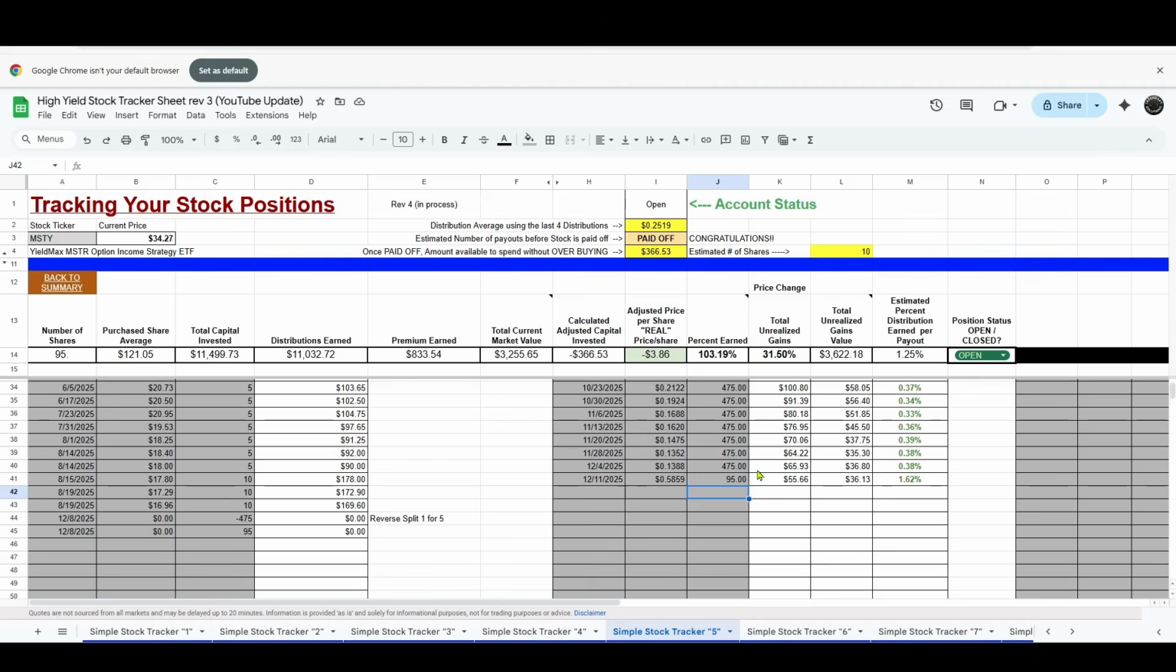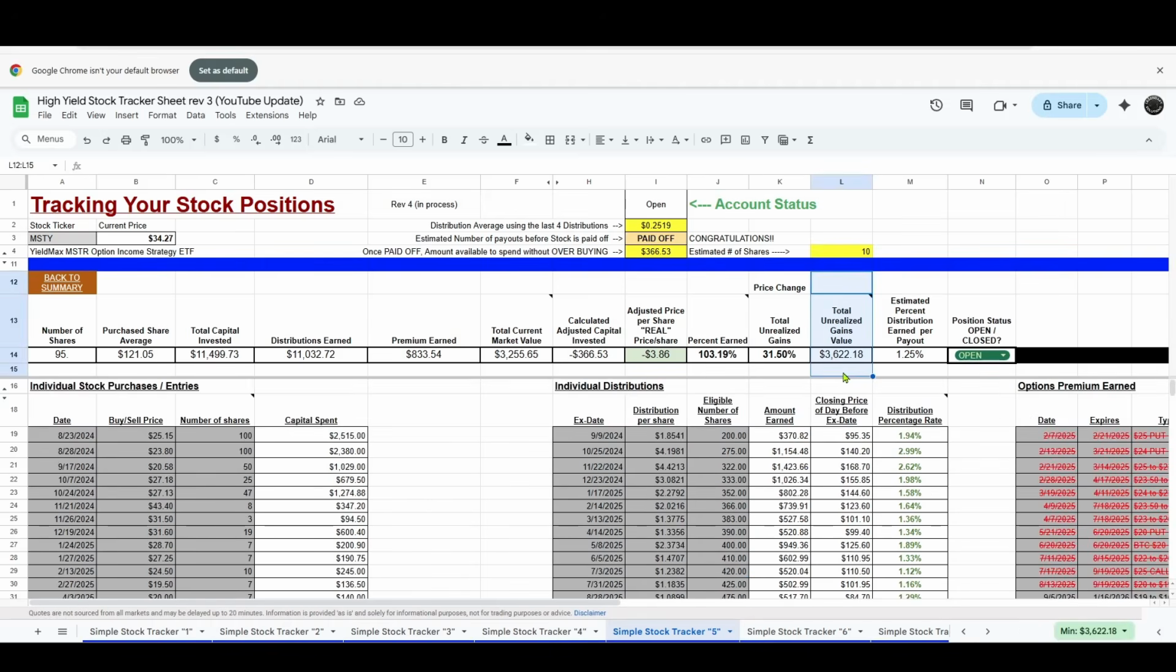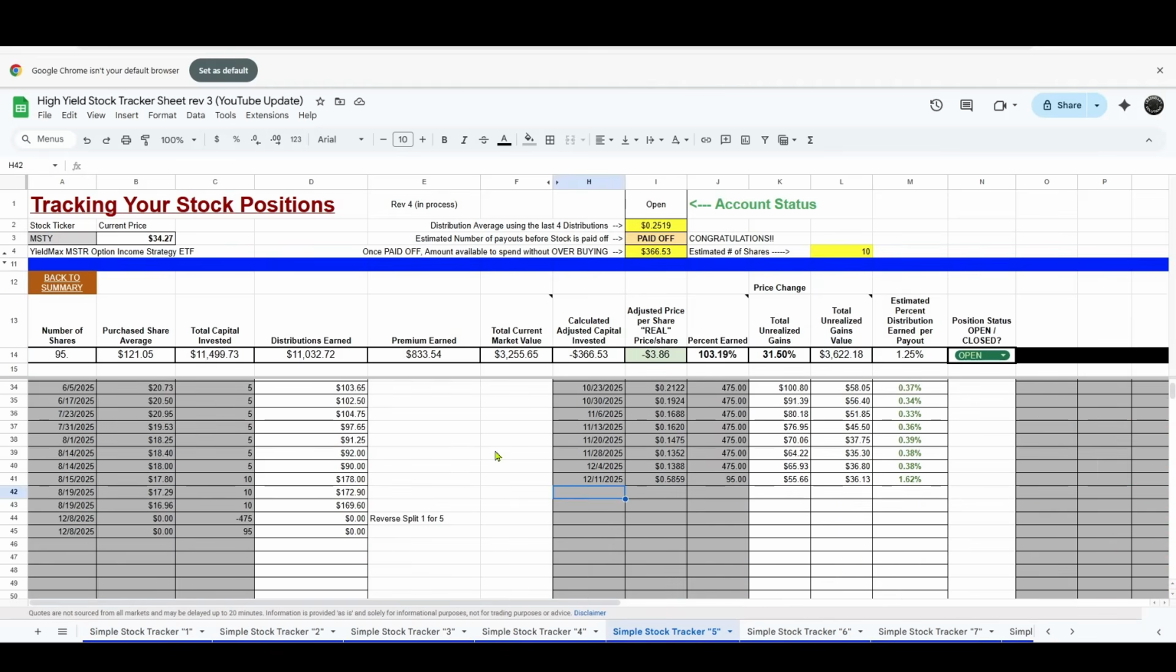And if I were to sell all my shares at that current price, I will gain $3,622 on this play. I'm still sitting very nice on this one, as I have received all of my capital back. So therefore, I am in paid off status and just capturing those distributions, and to eventually look to buy more shares in hopes that I can increase that distribution amount that I'm being paid.